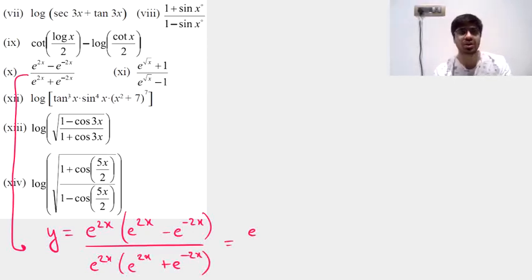Multiplied, so you get e power 2x into e power 2x, that is e power 2x plus 2x, which is e power 4x. e power 2x into e power minus 2x, that is e power 2x minus 2x, which is e power 0, which is 1. So (e power 4x minus 1) upon (e power 4x plus 1). And now it's easier to take a derivative of this.